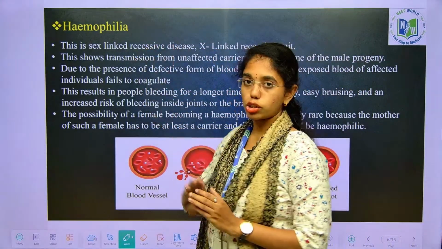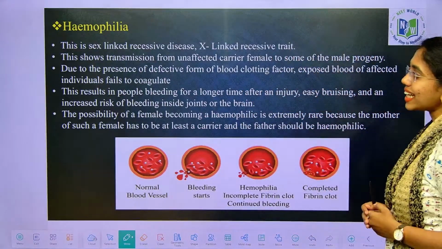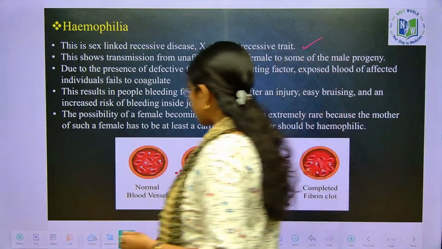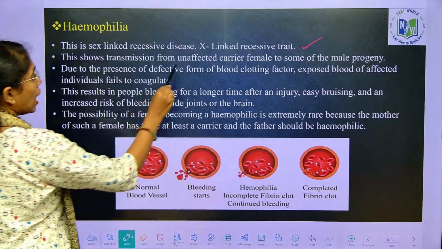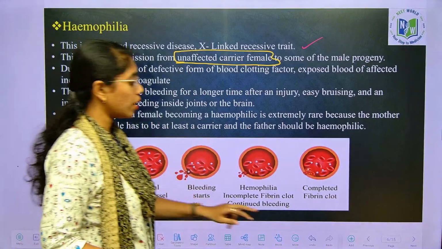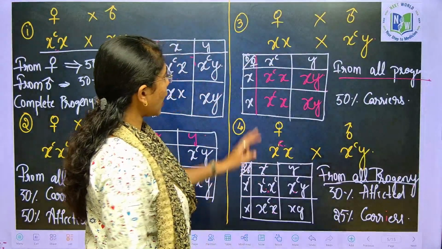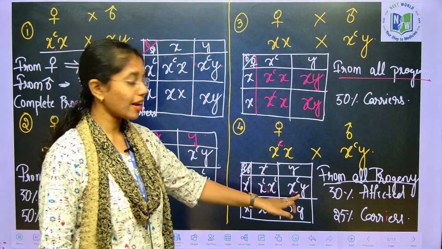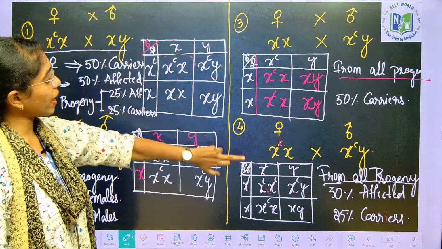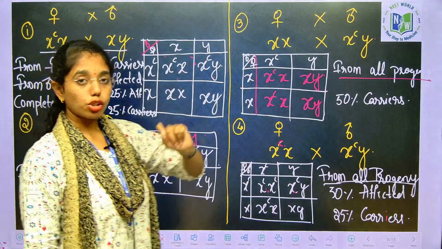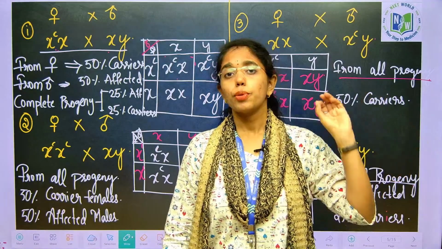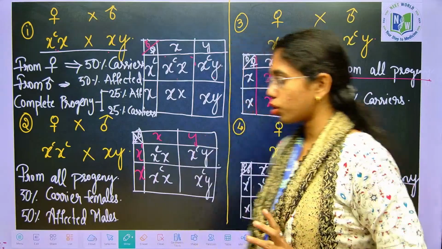Look at the theory also once, you will get more idea. This is a sex-linked recessive disease, an X-linked recessive trait. This shows transmission from an unaffected carrier female to some of the male progeny. That is what we observed in color blindness also. A carrier female gives an affected male, right? Carrier females are giving rise to affected males. In these two cases you can observe that the allelic combinations or probability based questions will be similar for color blindness and hemophilia, because both of them are X-linked recessive disorders only.